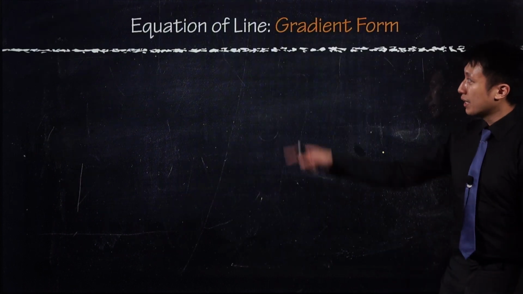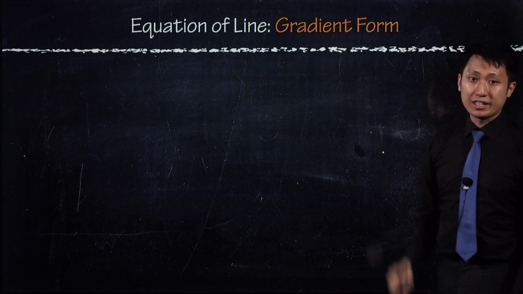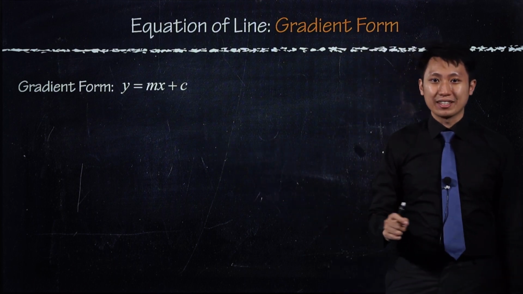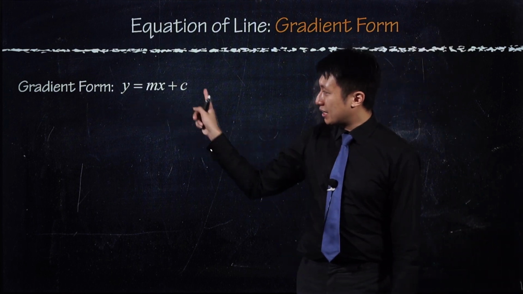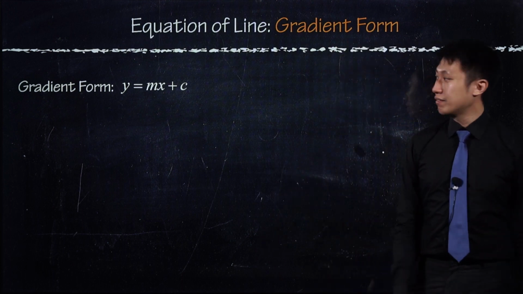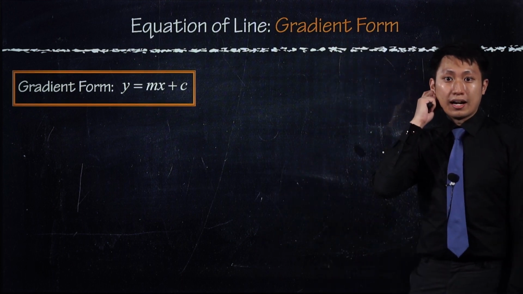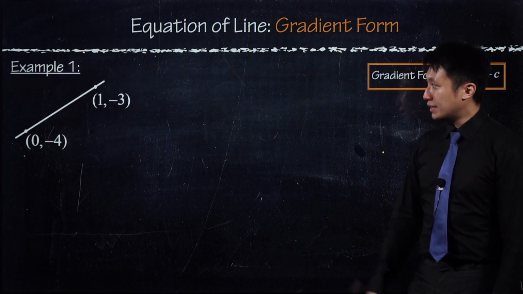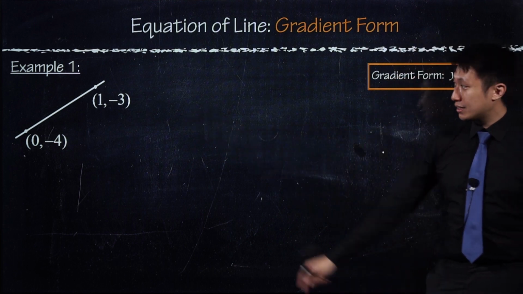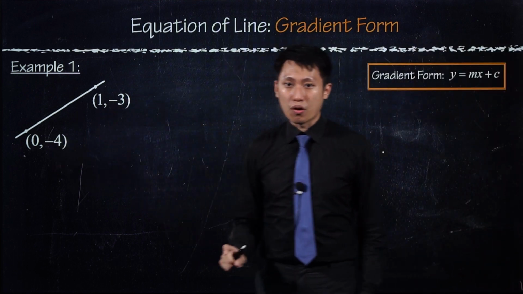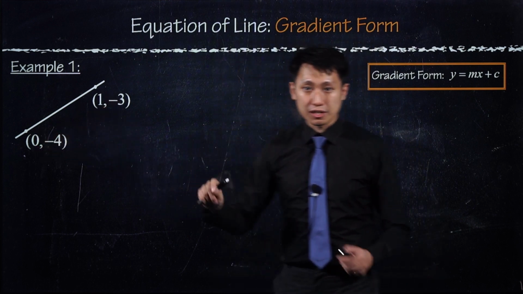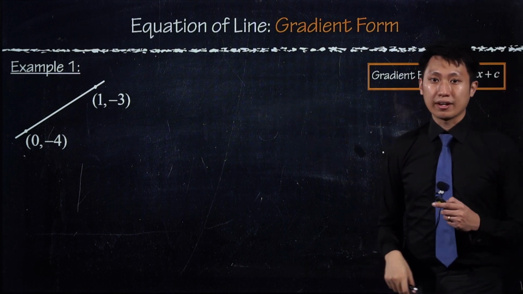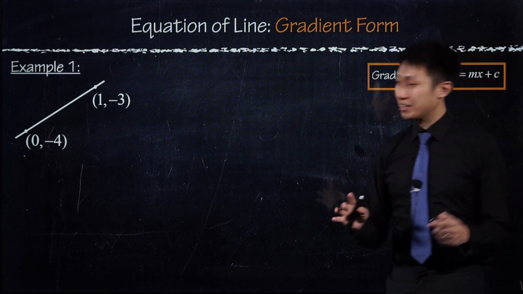So equations of line in gradient form. Gradient form means y equals mx plus c. You have heard this a lot of times, and when it's written in this form, it's called the gradient form. Let's move on to talk about a little bit of this. Let's say I have this line with these 2 points. Again, the exact location of the points is not important. How are we going to find an equation for this one?